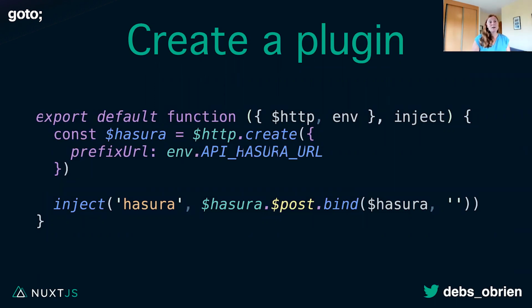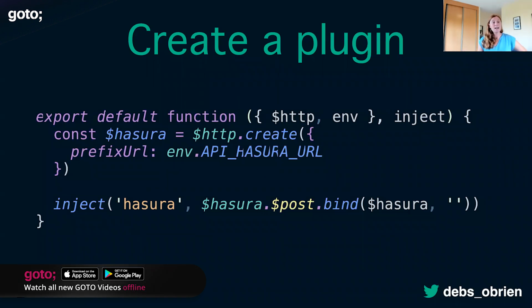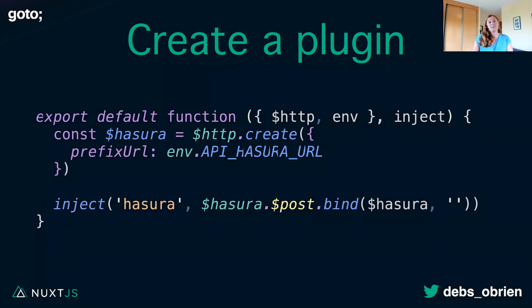I'm prefixing my API Hasura URL. This is my endpoint that I showed you in one of the previous slides, right? Here I'm using it as an env variable, but you could just manually put it in there if you wanted to, right? And then I'm using Nuxt's ability to inject Hasura, and basically just posting and binding that Hasura that I created. So it looks a bit scary, but that's basically the only code you need.